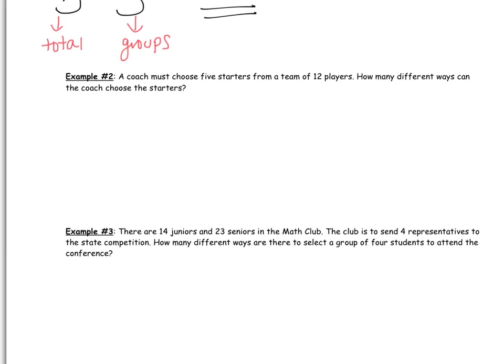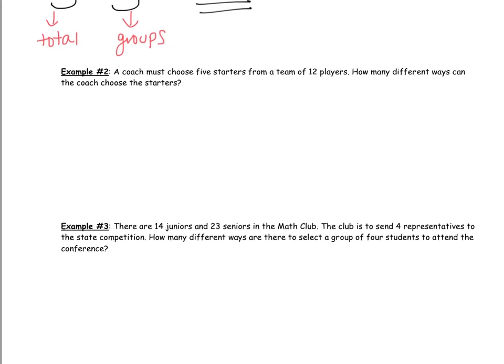2. A coach must choose 5 starters from a team of 12. So 12 is my total. So I have 12 students, and I want to choose groups of 5. Doesn't matter where the starters are going. Say it were a baseball game and they wanted to say this person was going to go to first base, that person was going to go to second base. That is where they're giving them a specific role, so that's where permutation would matter.